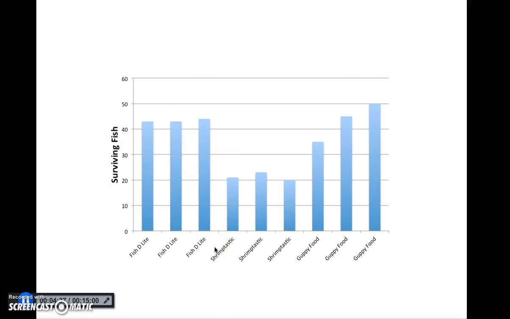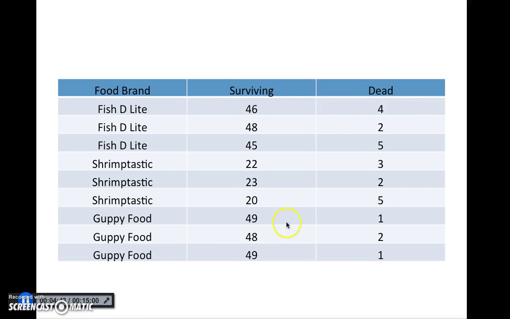Okay, so this is a good start. Let's clean it up a little bit. First, let's consider if we need to normalize our data. Right, so remember that for Fish Delight and Guppy Food, I had 50 fish in each tank, but for Shrimptastic, I only had 25 fish in each tank. So it's really not quite fair to be graphing the number of surviving fish.